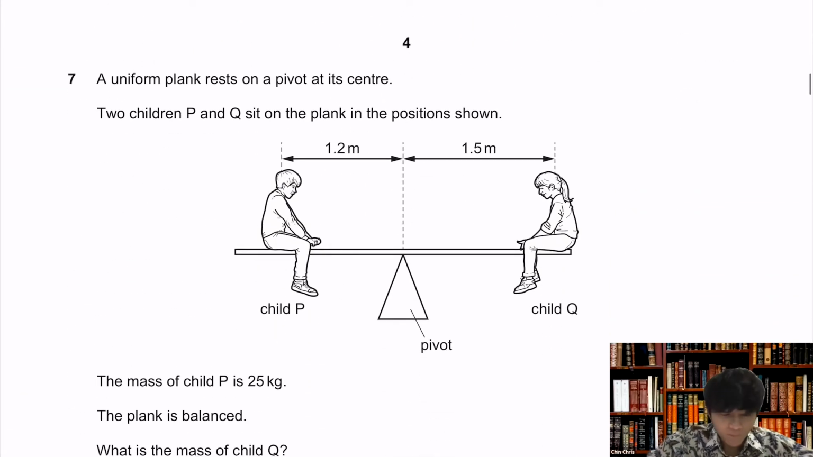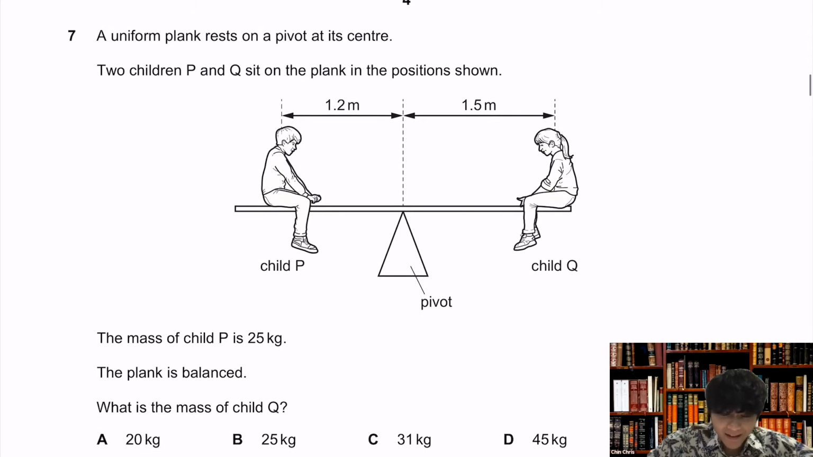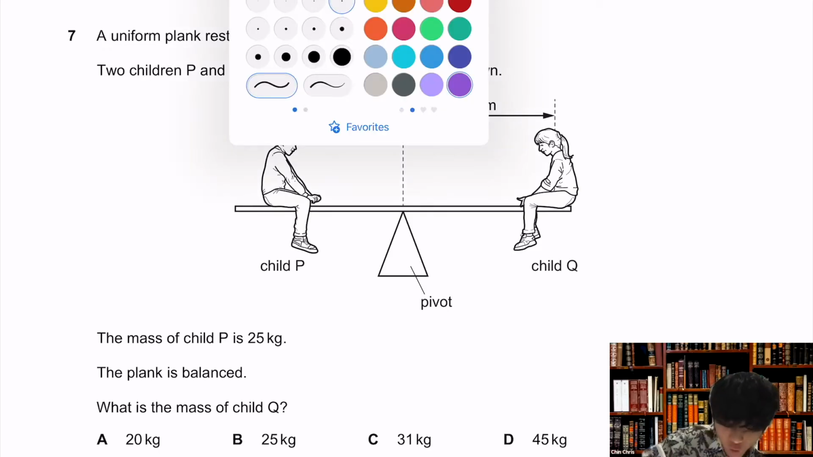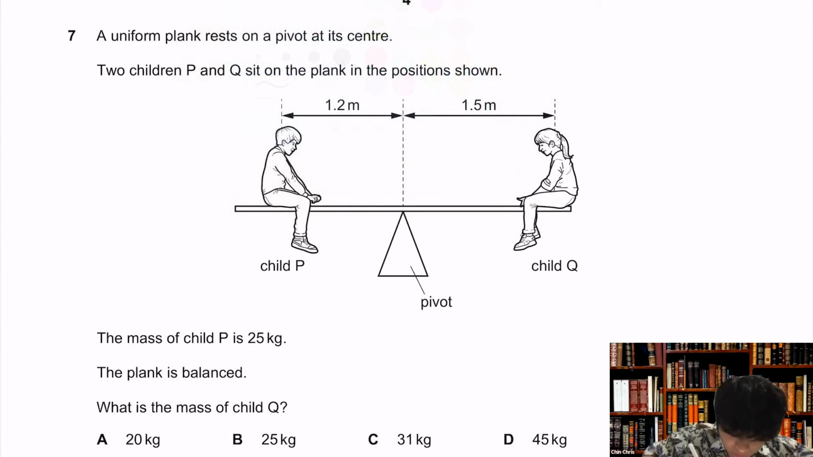Okay, number 7. A uniform plank rests on a pivot at its center. Two children, P and Q, sit on the plank in the position shown. The mass of P is 25 kg. This is your weight, right? So W is equal to mg, which is 25 multiplied by 10. It's about 250 Newton here.